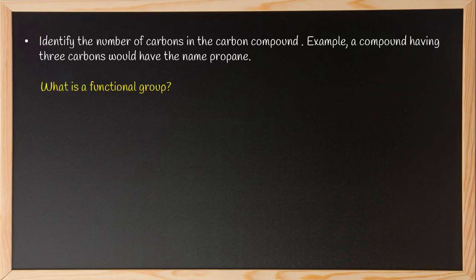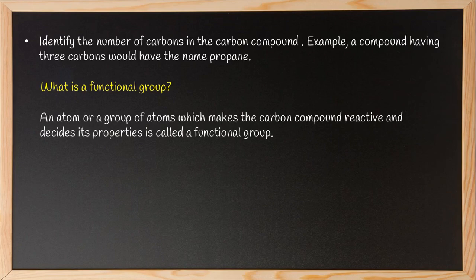Before we go to the next one, let us see what a functional group is. This is an additional point, but we have already discussed it earlier. An atom or a group of atoms which makes the carbon compound reactive and decides its properties is called a functional group. A functional group is a particular group that replaces one of the hydrogens present on the carbon and attaches itself to the carbon compound.